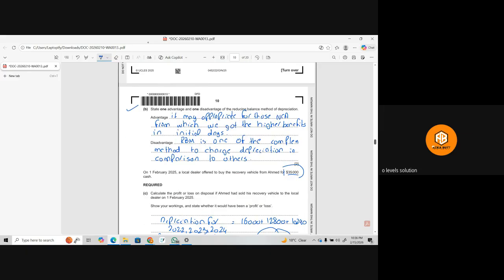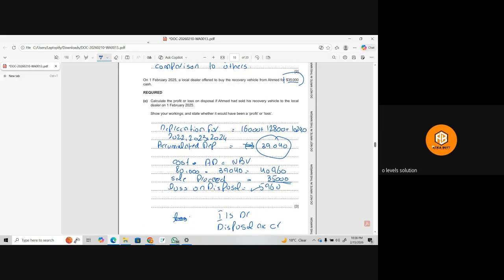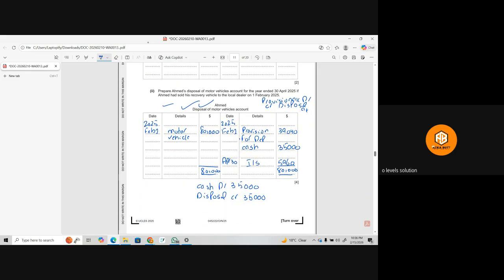And after that, there's a theoretical question, and then we need to find out the loss or gain on disposal. So there was a loss on disposal we found here, and then we need to prepare the asset account. That's too easy. Only two entries we need to include, and then after that we have to prepare a disposal account, and we know that there are a total of four entries in the disposal account whenever we are selling the non-current asset. So the asset account will be credited, disposal will be debited, disposal does not have any nature.